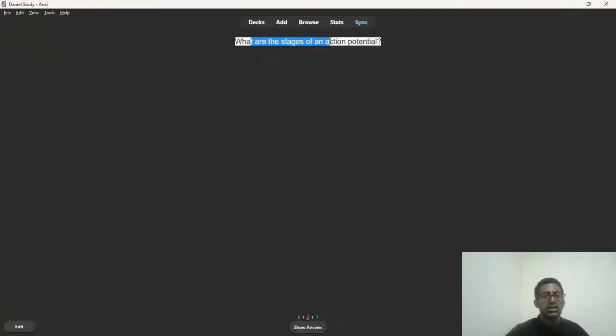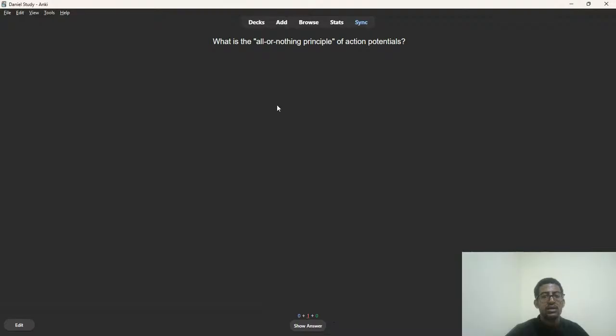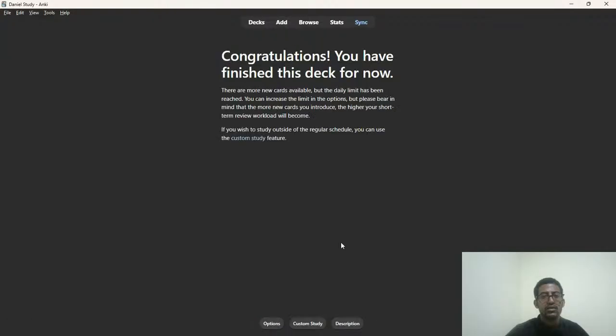What are the stages of an action potential? Show the answer. Good, congratulations, you have finished for the day for now.